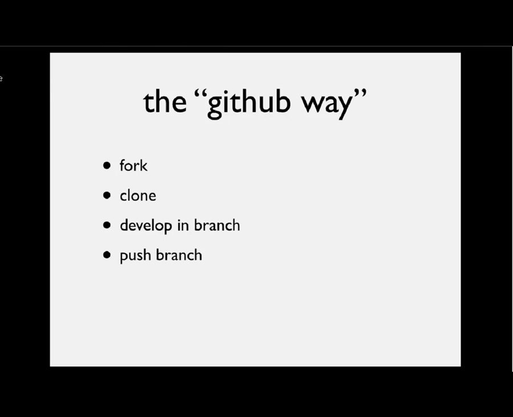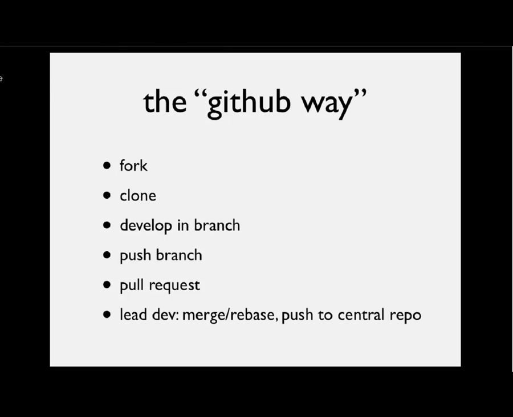So this means that when you push it to GitHub, it's still only in your version of the repository and not in the central repository. And then you send a pull request. And what a pull request is basically is you send an email to the person that's leading the team, asking them to merge your changes into the central repository so that all your team members will also be able to use your code. And then the lead developer for the project uses merge or rebase and then pushes that to the central repository. And at that point, your change will be available for everyone to get.